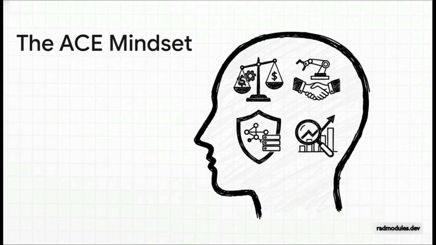So if you put all this together, what do you get? You get what I call the ACE operational mindset. It's all about that balancing act, right? Performance versus cost. It's knowing when to automate and when to do things by hand. It's about securing everything, from the network to your data. And most of all, it's about being proactive, always monitoring, always looking for ways to optimize.